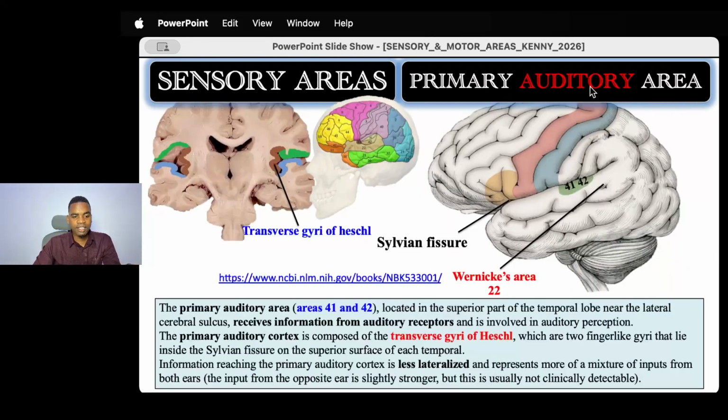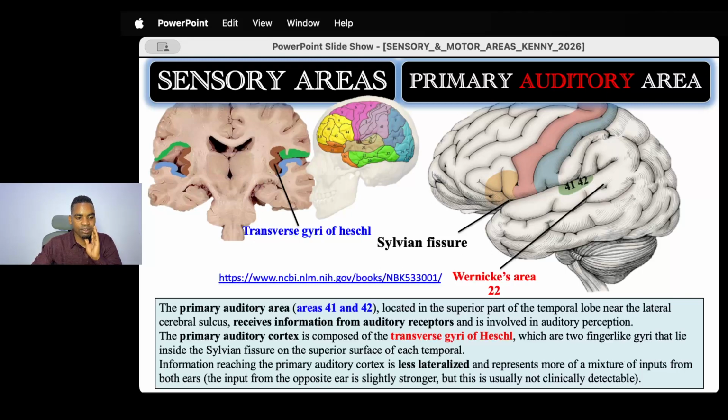Okay, and the primary auditory area is Brodmann area number 41 and 42. What does it mean? They are involved with receiving the auditory information from the auditory receptors. Because they are primary, they are receiving. Secondary and association areas are interpreting this auditory information. The primary auditory cortex is composed of two gyri, which are called the transverse gyri of Heschl. So the function of the transverse gyri of Heschl is auditory information. They are the primary auditory cortex.